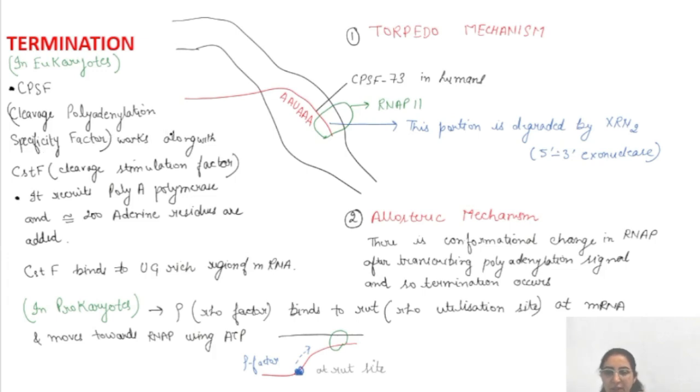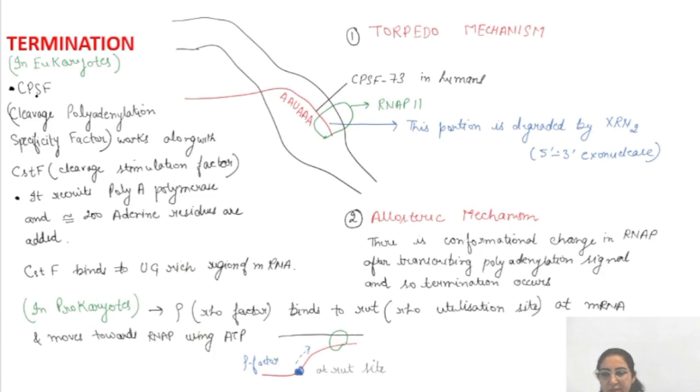This protein actually recognizes a polyadenylation sequence which is AAUAAA in the RNA. So when this polyadenylation sequence is recognized by cleavage polyadenylation specificity factor, this protein cuts the RNA molecule here after this sequence has been transcribed. In human beings, CPSF73 is used. So our RNA chain gets cut here.